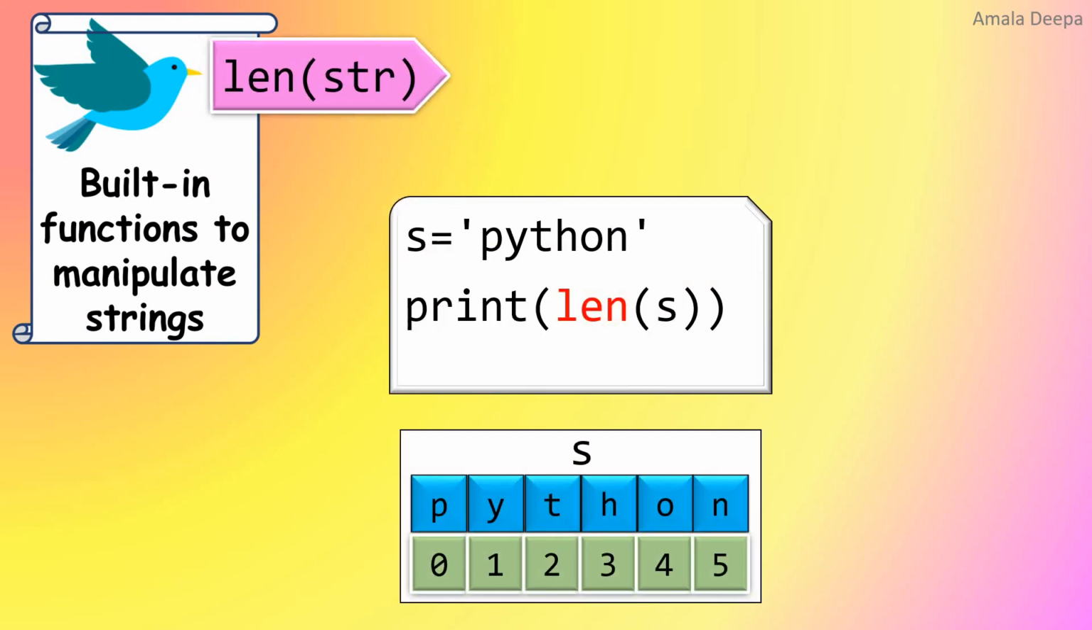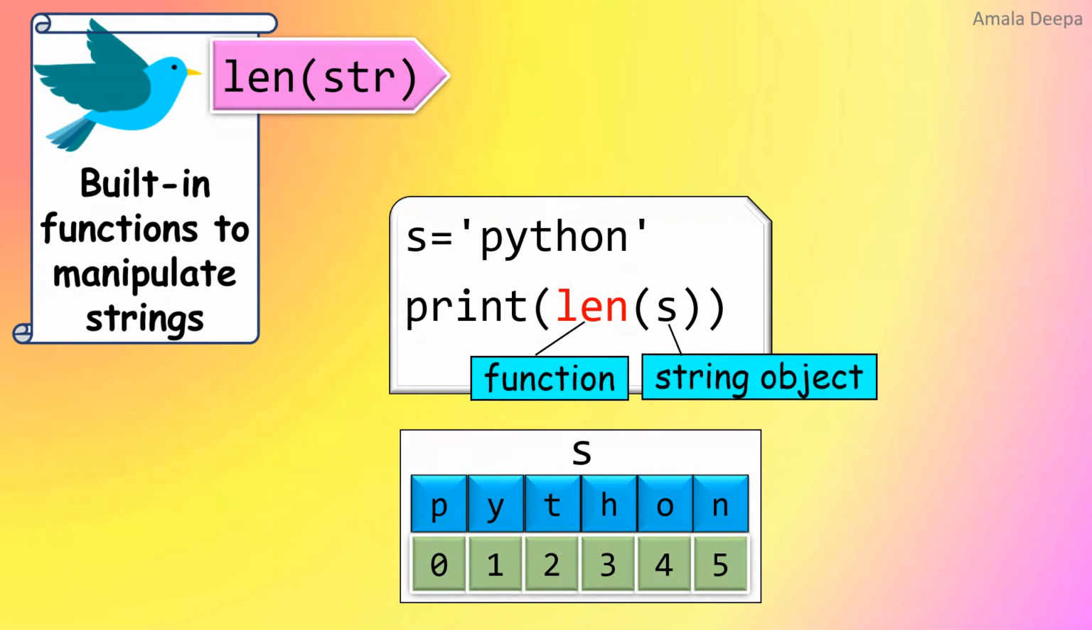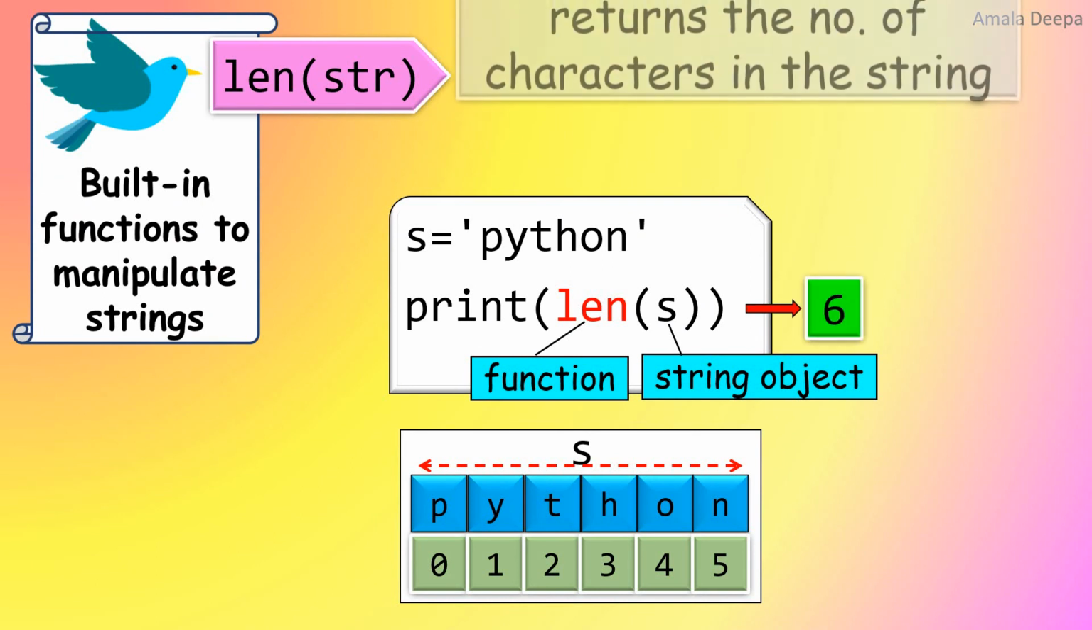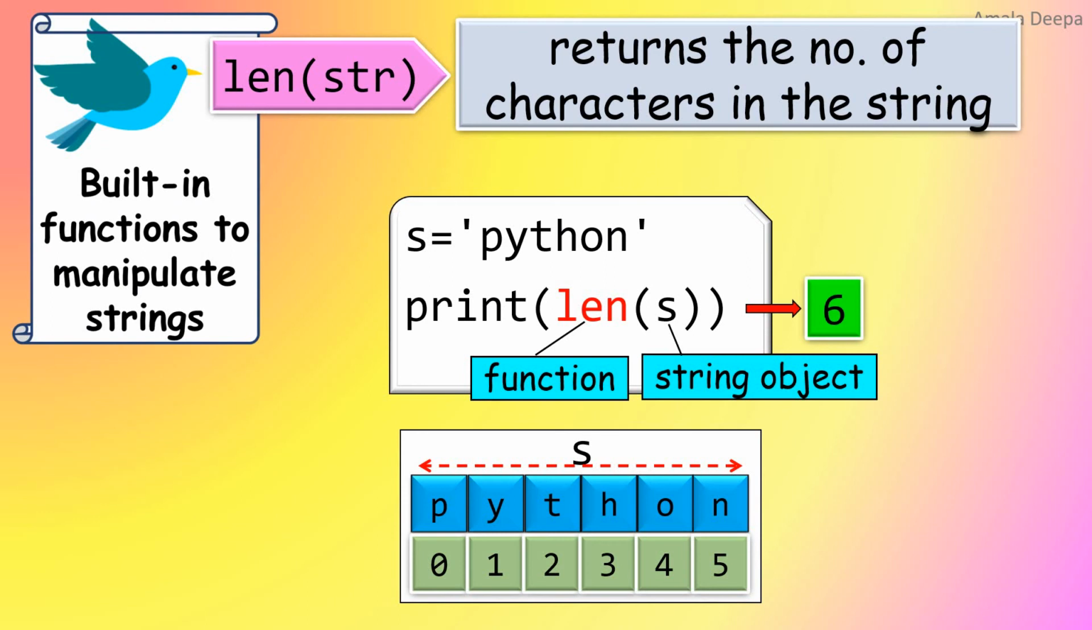Look at the example. s is equal to Python. Print len of s. In this, len is the function and s is the string object which contains the string Python. The len function returns the number of characters stored in that string object. So look at s. There are totally 6 characters stored in the string object s. Therefore, this print statement will give the output as 6. The len function returns the number of characters in the given string.